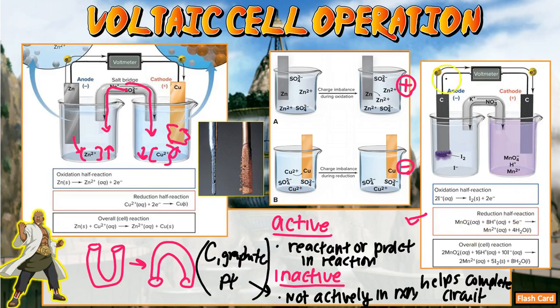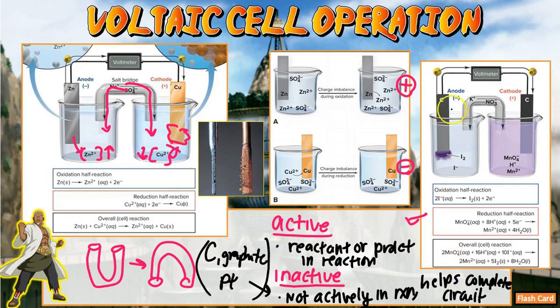Here's an example of a voltaic cell using carbon or graphite as an inactive electrode in order for this overall redox reaction to occur. Okay, so we have iodide and permanganate. So we have our oxidation half reaction of iodide here and the reduction of our permanganate here. And then we're going to have the graphite electrodes here. They're still going to be connected to a wire. There's still a salt bridge. There's still a voltmeter. Our salt bridge this time, though, is going to be K plus and NO3 minus. And when we're looking at the overall reaction, there is nothing that shows graphite because, again, it's inactive. It's not actively part of the reaction.